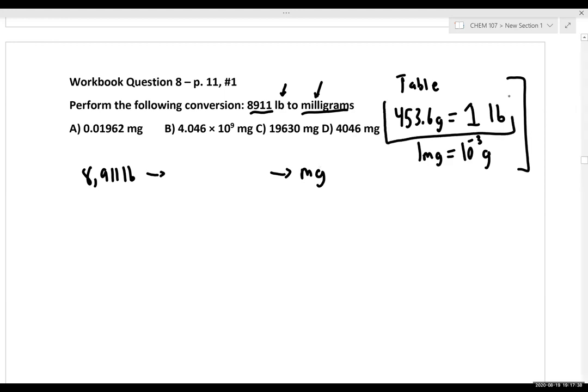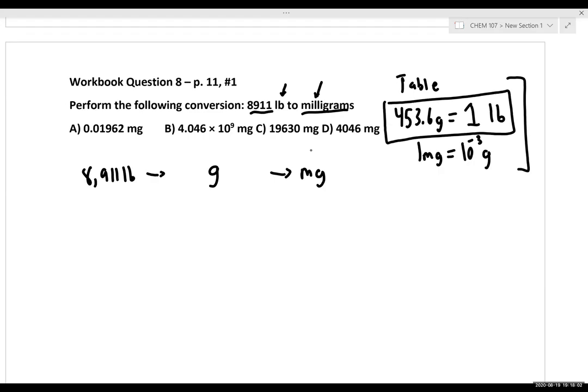Exactly right. So this is what I like to call our bridging equality. It relates pounds to grams. So we can go from pounds to grams. And now that we're in the metric system, we have free rein to go to another prefix unit. Can we go from grams to milligrams pretty easily? Do we know how to do that?